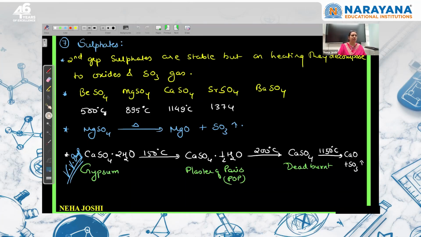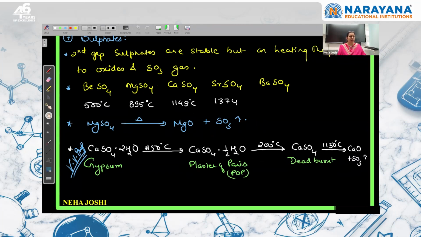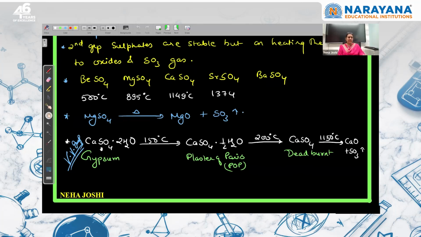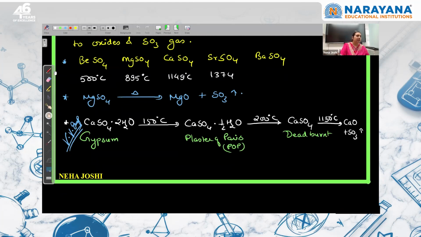Sulfates. Second group sulfates are stable, but on heating they decompose, giving SO3. In the same way, their stability goes on increasing down the group, like carbonates. Nothing new. Important is gypsum, CaSO4.2H2O. If heated to 150 degrees centigrade, it forms plaster of Paris. Around 200, it forms dead burnt. If further heated, it forms CaO and SO3.